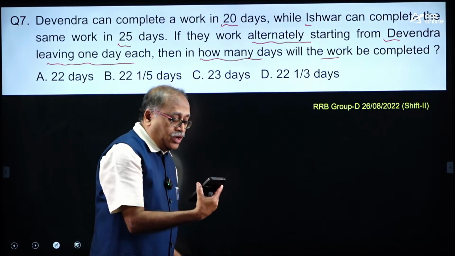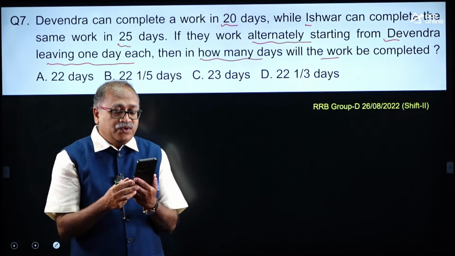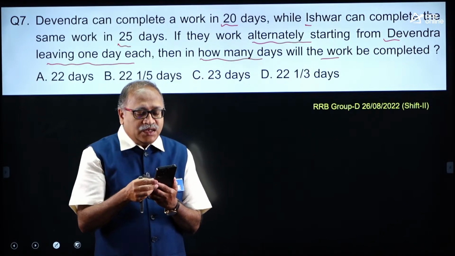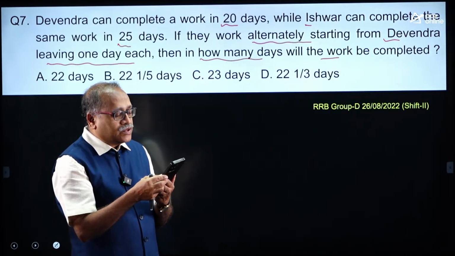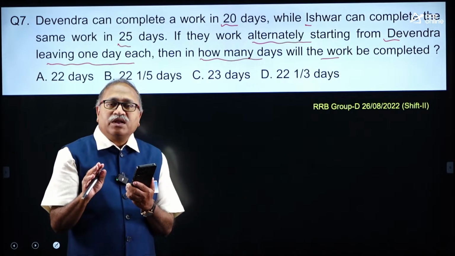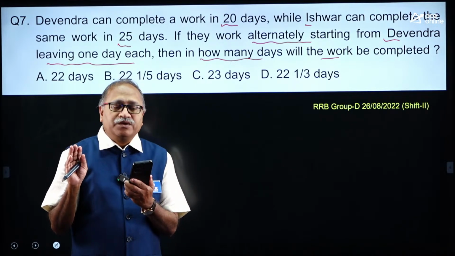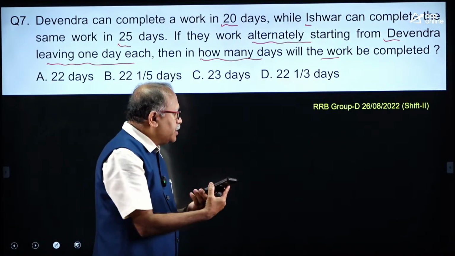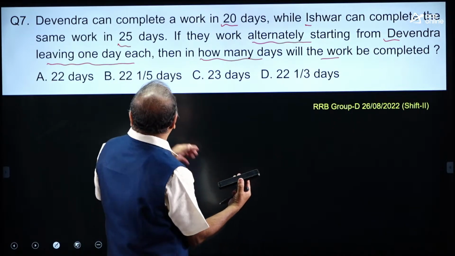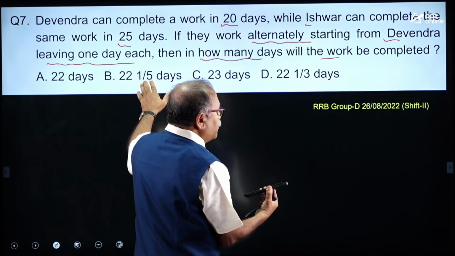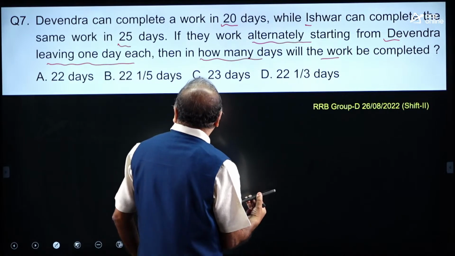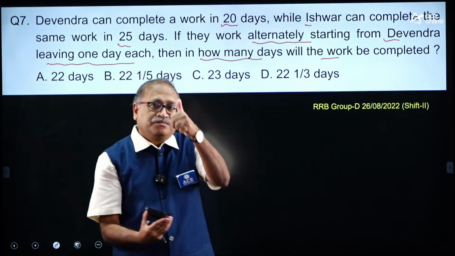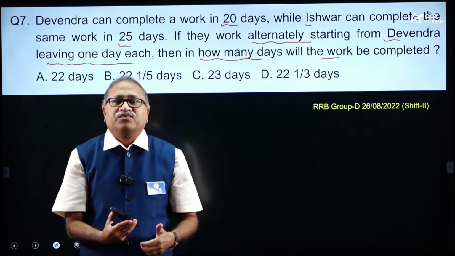Okay. Now, I am just waiting for a few seconds. I am sure some of you will definitely answer the question only with the second method. Option B. What is option B here? 22 1 by 5. Is that right? That's right, my dear friend.